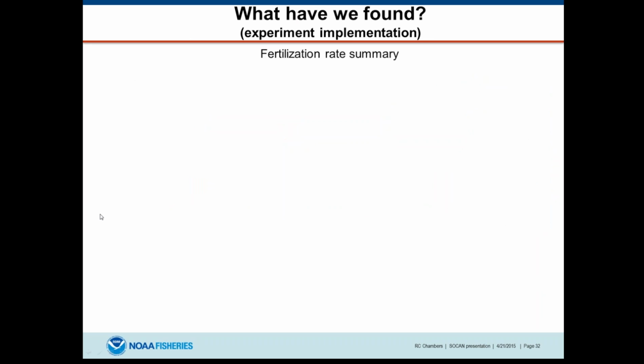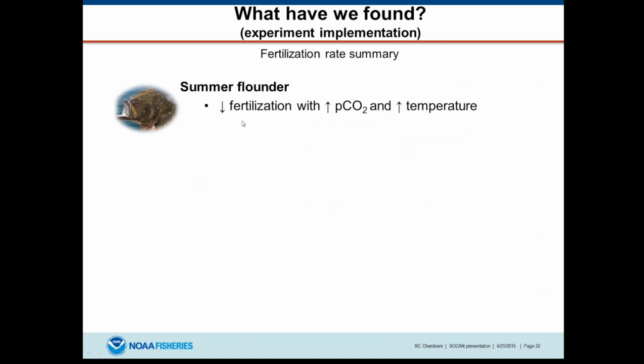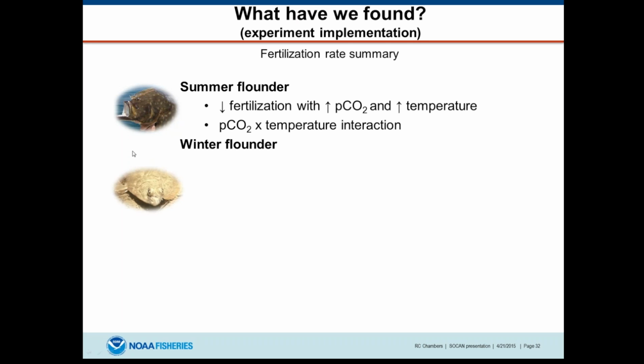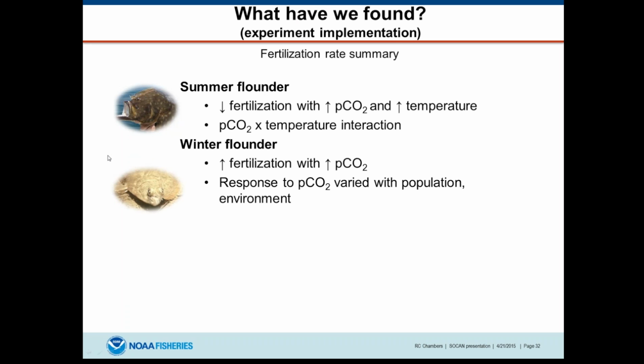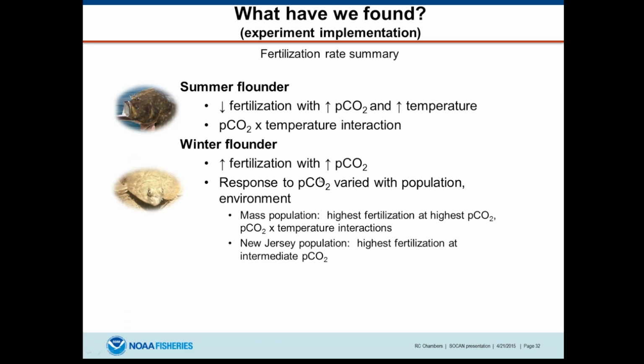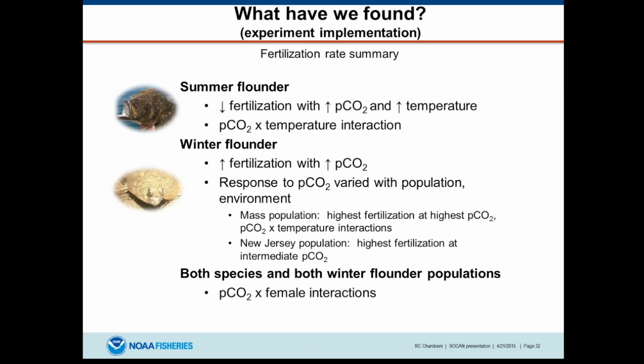Let me just summarize that with a summary slide for the two species. For summer flounder, fertilization rate decreased with increasing CO2 and increasing temperature. It showed evidence of a temperature by CO2 interaction with lower fertilization rates at higher temperatures. Winter flounder increased fertilization rate with PCO2 in both populations. The response to the CO2 varied in terms of the detail with populations and with the thermal environment. Specifically, the Massachusetts population showed the highest fertilization at highest CO2 levels, and there was a temperature by CO2 interaction. The New Jersey population showed highest fertilization at intermediate CO2 levels. In both species and both winter flounder populations, there was a parental CO2 interaction in terms of differential resilience or sensitivity to high CO2, in terms of just the gamete efficiency and fertilization rate.